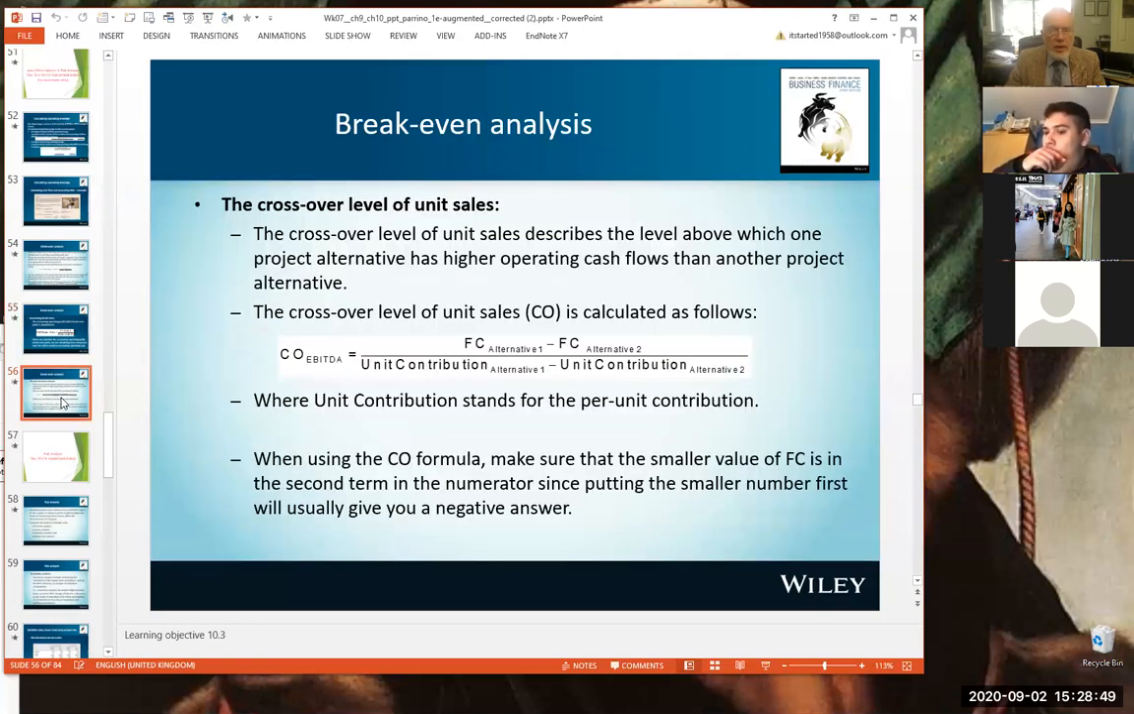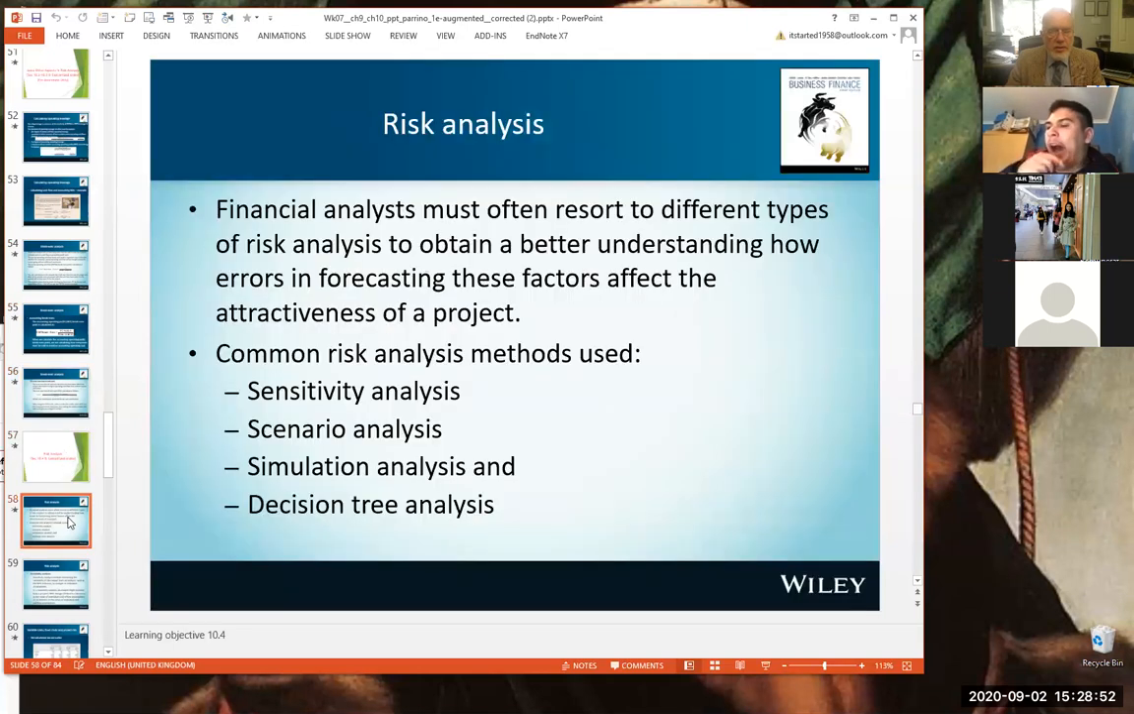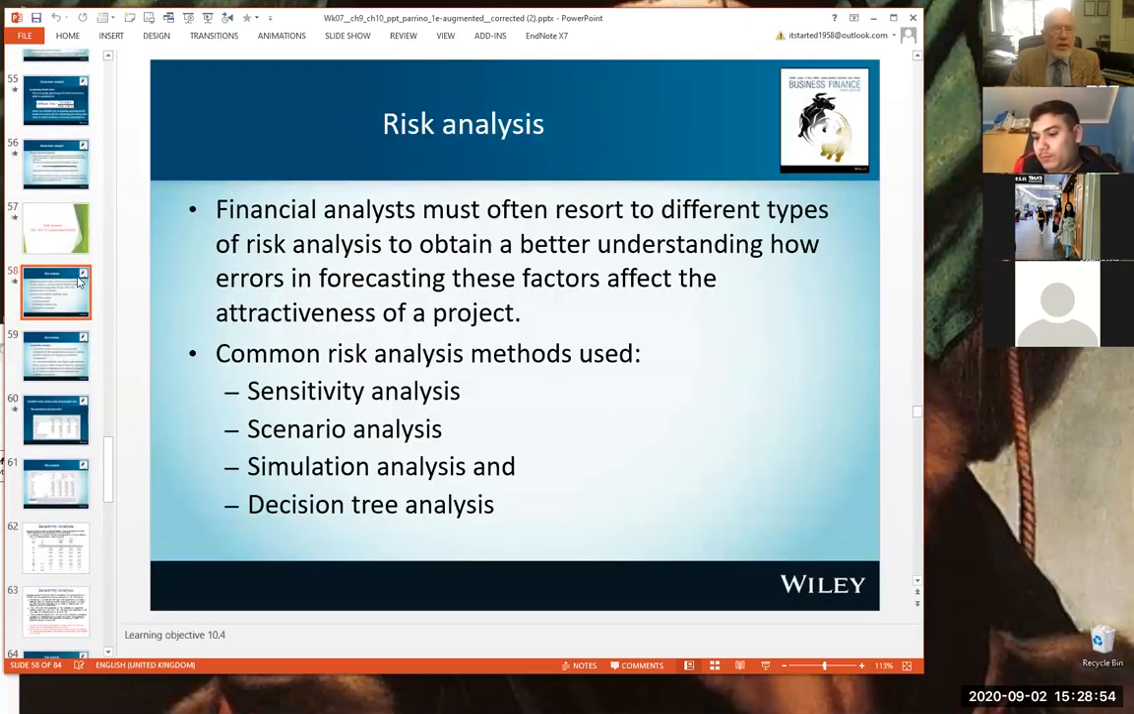Right, break-even analysis, risk analysis. Now, assuming you've done your net present value, or for that matter, your IRR, if you're fond of those creatures, you're still making estimates into the future, and estimates are only estimates, they're not certain. There is risk and uncertainty attached to them.